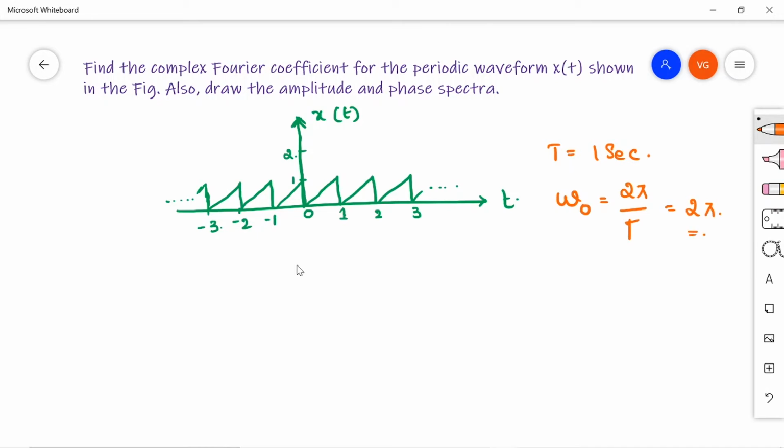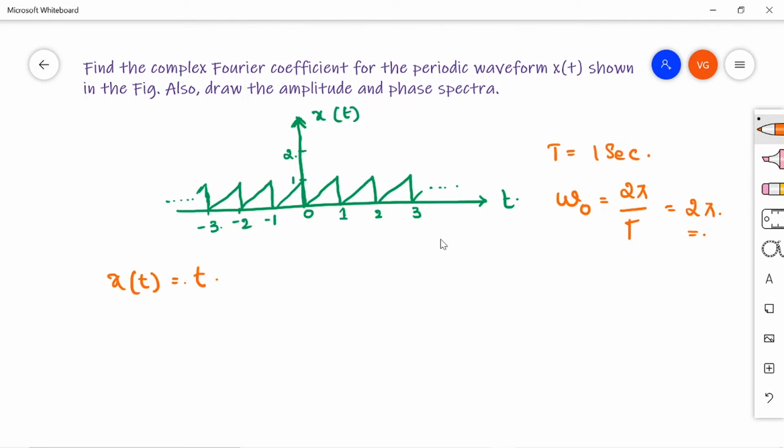So we have to analyze the signal. If you observe here, suppose you are taking a range of 0 to 1, it is like a ramp signal. From 0 to 1 it is increasing, with amplitude 0 at 0 and amplitude 1 at 1. Again from 1 to 2, 0 and 1, 2 to 3, 0 and 1, meaning it is t.